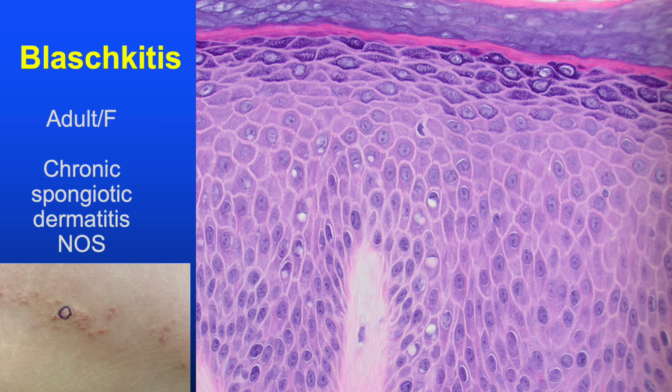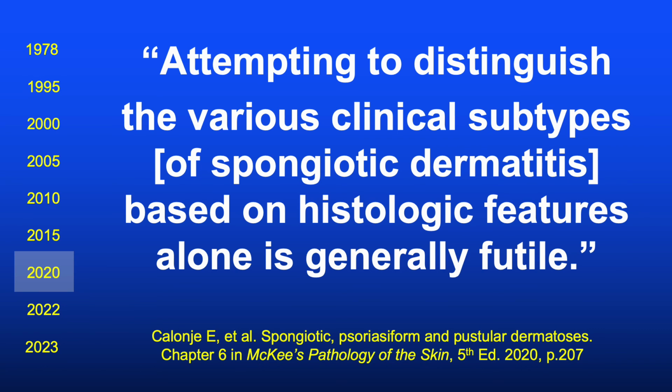So what is the point of showing you these few more repetitive images of spongiotic dermatitis in its acute, subacute, and chronic forms? Well, the point is that there's nothing specific here microscopically. The way you make the diagnosis is by correlating with that very distinctive linear Blaschkoid pattern. Which brings us back full circle to the fact that attempting to distinguish the various subtypes of spongiotic dermatitis based on histology alone is generally futile.